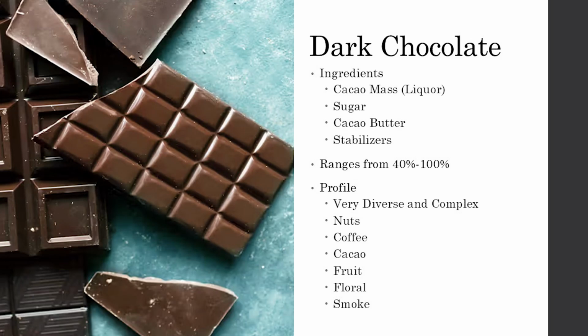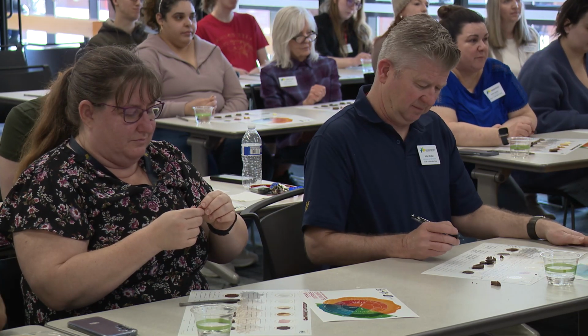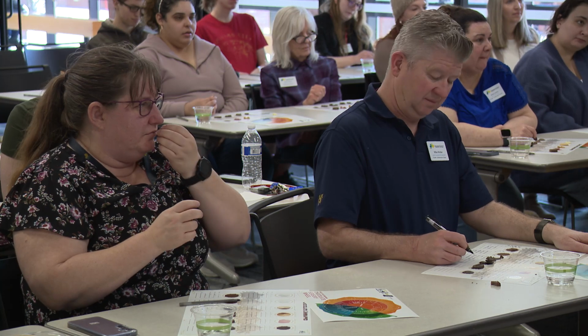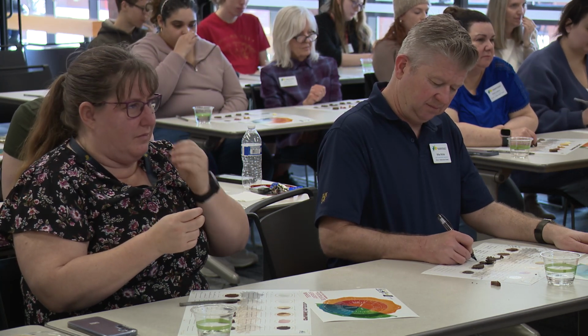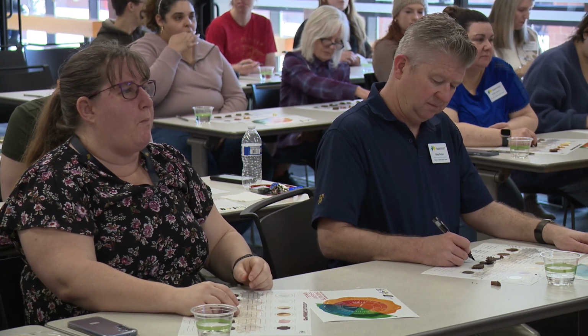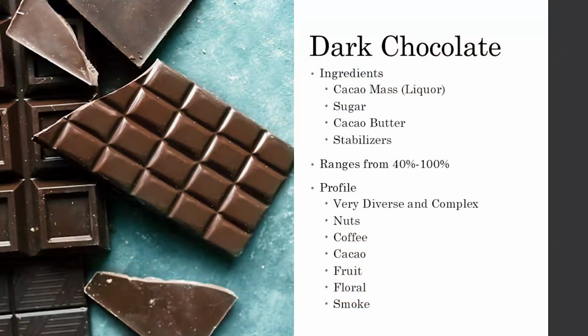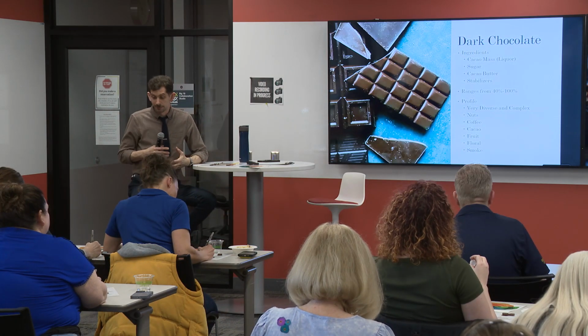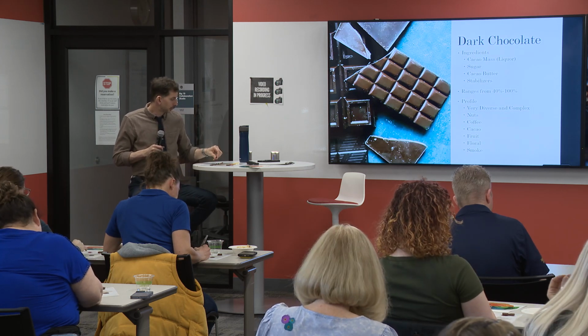I typically have a lot of students who don't like dark chocolate and aren't into this. I try to teach, I like dark chocolate more. Oftentimes I can't even eat a lot of milk chocolate because it's so sweet. But dark chocolate is simply the cocoa mass, sugar, cocoa butter, and stabilizers. The range on this can be 40 to 100%, so very high in cocoa content. That's what gives you the color and bitterness. The flavor profiles in dark chocolate are much bigger and more complex than the other ones we've had, so you can see a lot of variation. Let's start with our first one here.